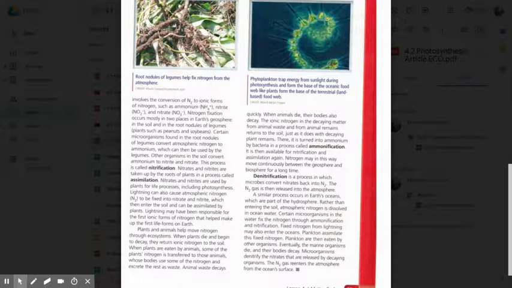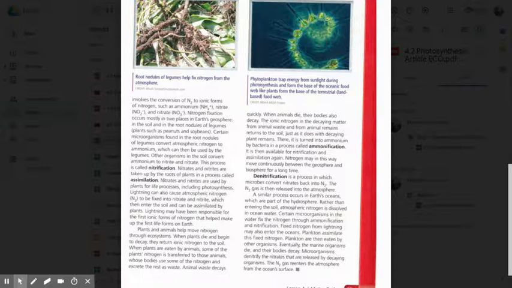There, it is turned into ammonium by bacteria in a process called ammonification. It is then available for nitrification and assimilation again. Nitrogen may, in this way, move continuously between the geosphere and the biosphere for a long time. Denitrification is a process by which microbes convert nitrogen back to N2. The N2 gas is then released to the atmosphere.